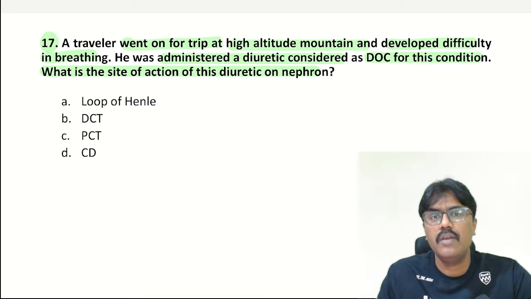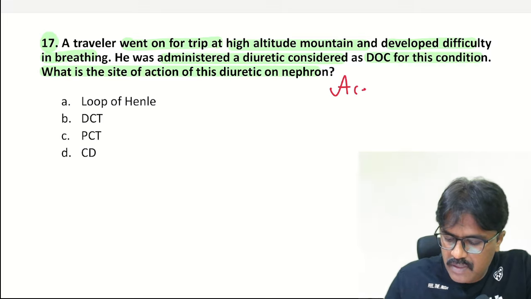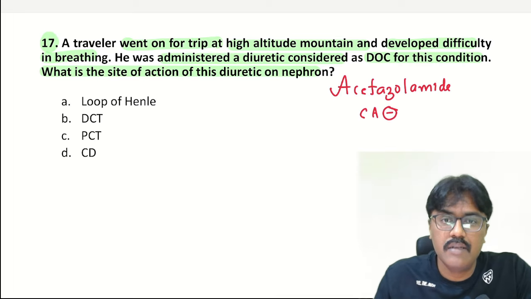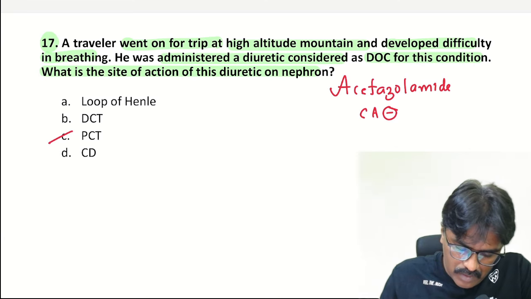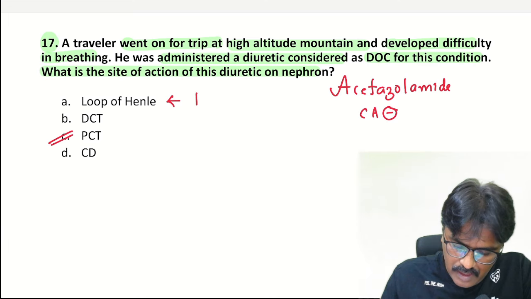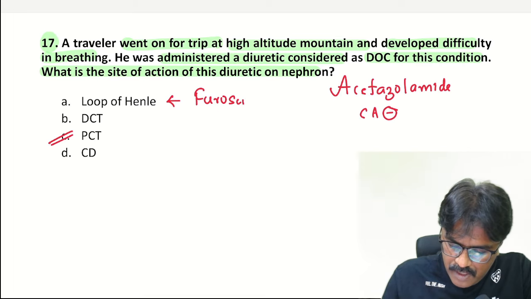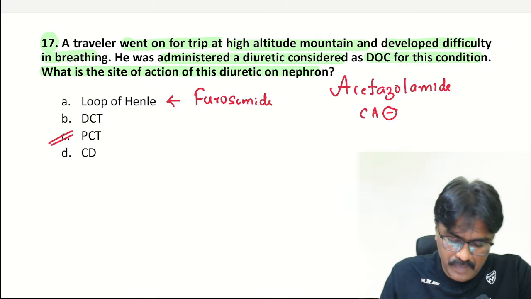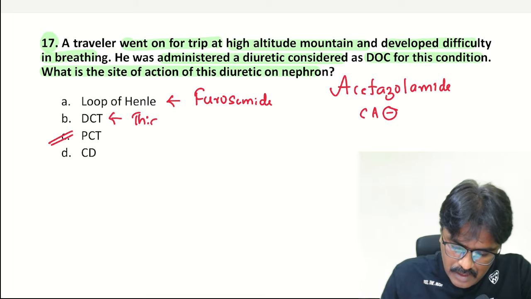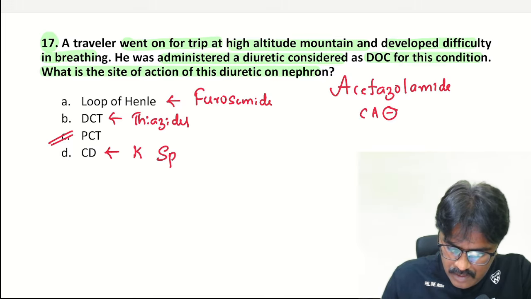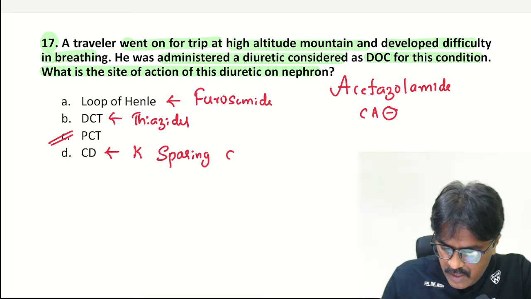So they are asking you what is the drug of choice for this. The name is acetazolamide, and acetazolamide is a carbonic anhydrase inhibitor. But what they are asking is, which site in the kidney do they work? It mainly acts on the proximal convoluted tubule. So that's the answer. The drug acting on the loop of Henle is a loop diuretic like furosemide. Remember, it acts on the thick ascending loop of Henle. In the DCT, the drugs which act are thiazides, and in the collecting duct, the drugs working are potassium sparing diuretics.